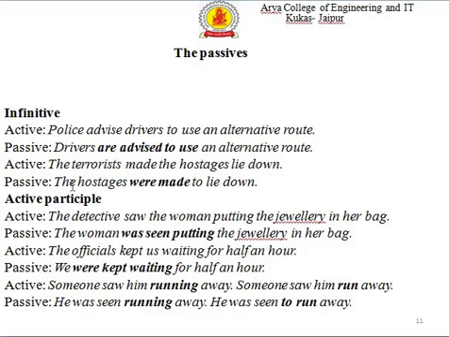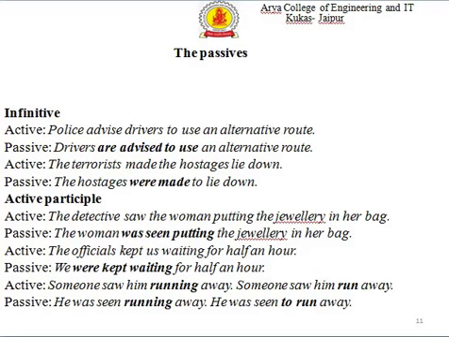We also have to take care of the sense of the sentence. It should never be wrong. Active participle: let's see some examples. The detective saw the woman putting the jewelry in her bag. We passivize: the woman was seen putting the jewelry in her bag. So saw changes into was seen. The officials kept us waiting for half an hour. We see the passivization: we were kept waiting for half an hour. By the officials is not necessary.